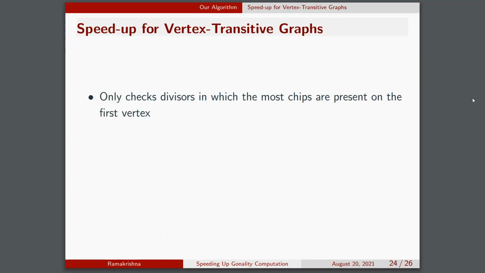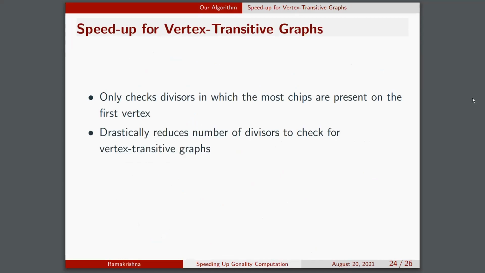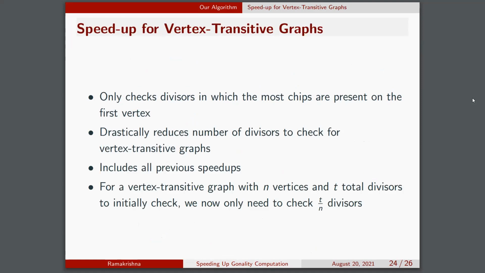Finally, there was a speed up we implemented for vertex transitive graphs in which we're only checking divisors where the most chips are present on the first vertex. This drastically reduces the number of divisors we need to check for vertex transitive graphs, as you may imagine, and includes all previous speedups we had implemented. So basically, for a vertex transitive graph with n vertices and t total divisors to initially check, we now only need to check t over n divisors. It reduces the number of divisors we need to check by a factor of n.